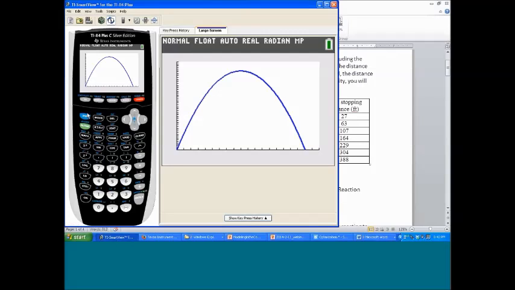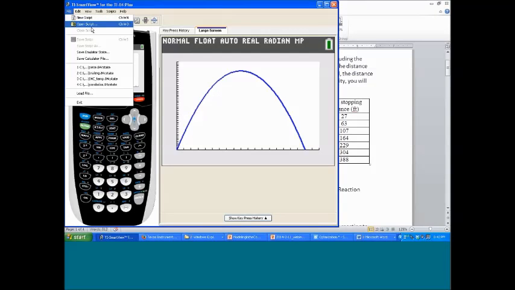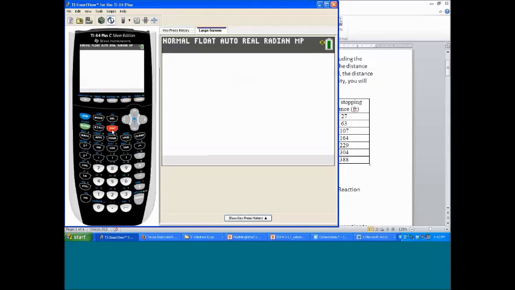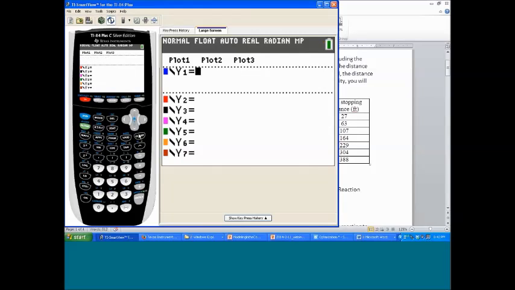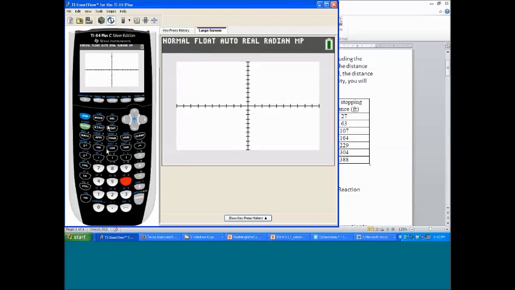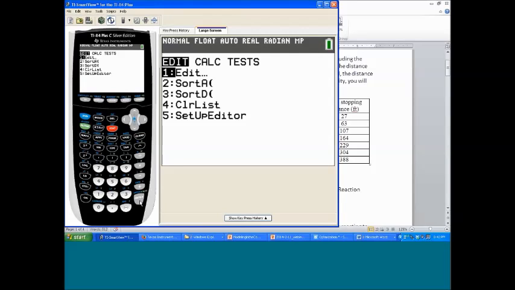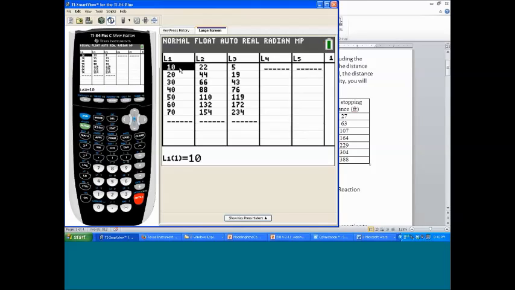And I've put this data into my stat list. Let me just clear out what we were working on. Okay, in our stat list, I've put the miles per hour data, the reaction distance data, and then the braking distance. What I want to do first is take a look at the scatter plot of the speed of the car and how much reaction distance it takes.